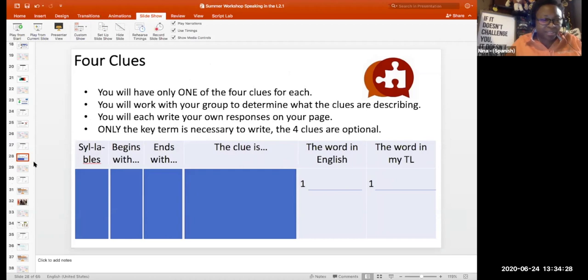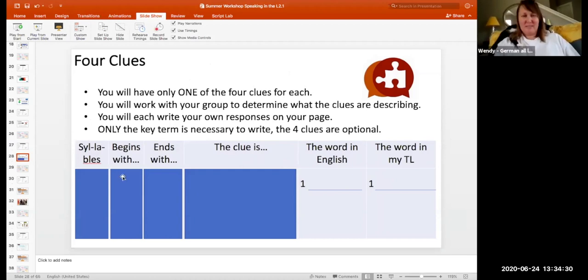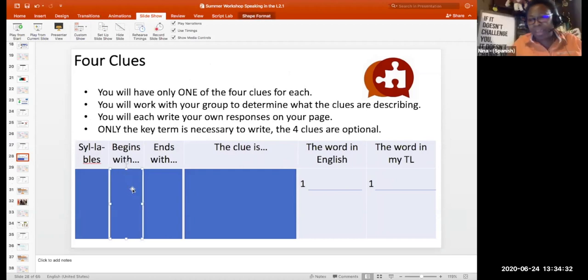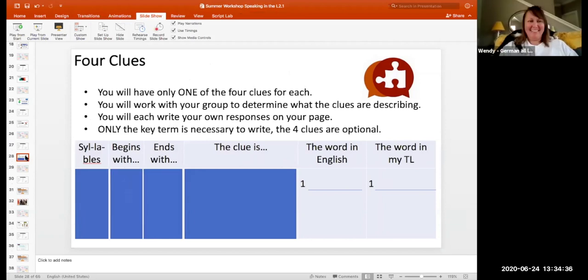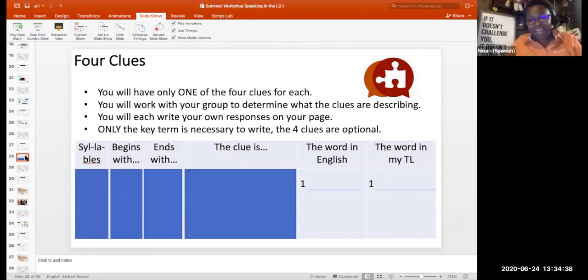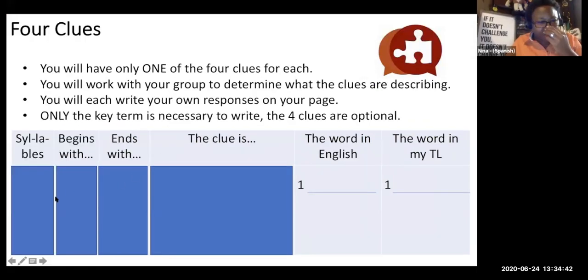All right, so that ends with C. Oh, did I say it ends with C? My bad. I lied. It ends with S. I got that wrong. Okay. So that's why y'all were looking like that. So I made a mistake.